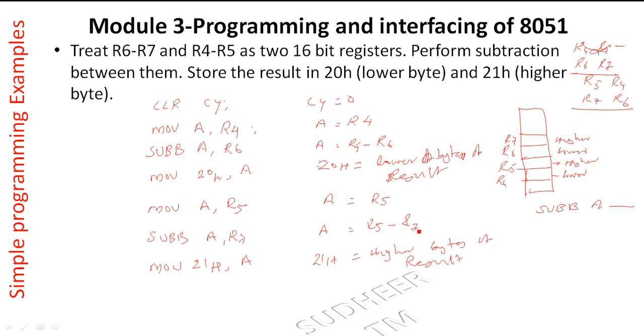Okay, so if there is a carry, that will be available within the carry flag. Anyway, that is not mentioned. Higher order bytes and lower order bytes only are mentioned in the subtraction result. Okay, so that's all about the simple program to subtract two 16-bit numbers. Before doing subtraction on the lower order bytes, we should clear the carry. That is the important point to remember here.